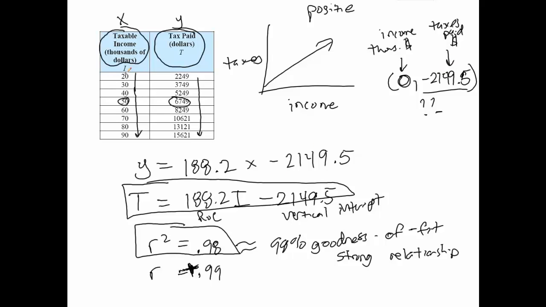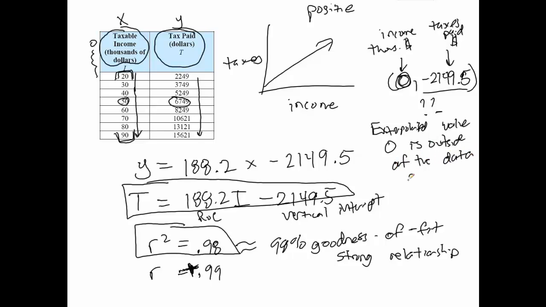Well, look at our data set. Our data domain goes from 20 to 90. So 0 is outside of that domain, right? If this table were to go back, 0 would be somewhere up here. Anytime we're outside of our data domain, we call that extrapolation. So this is an extrapolated value, meaning 0 is outside of the data domain.